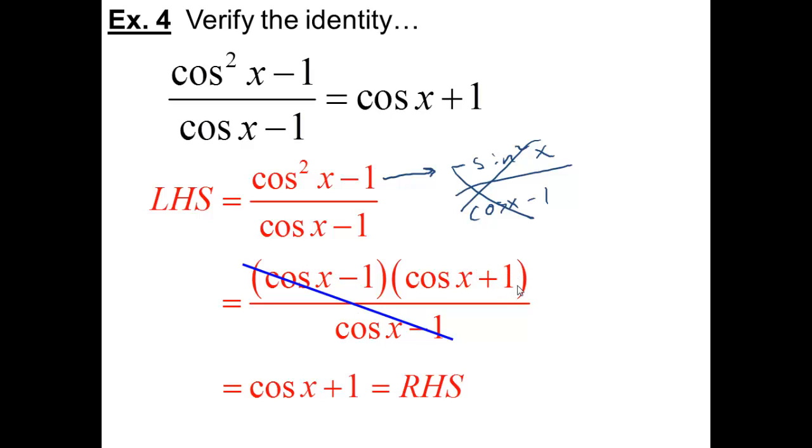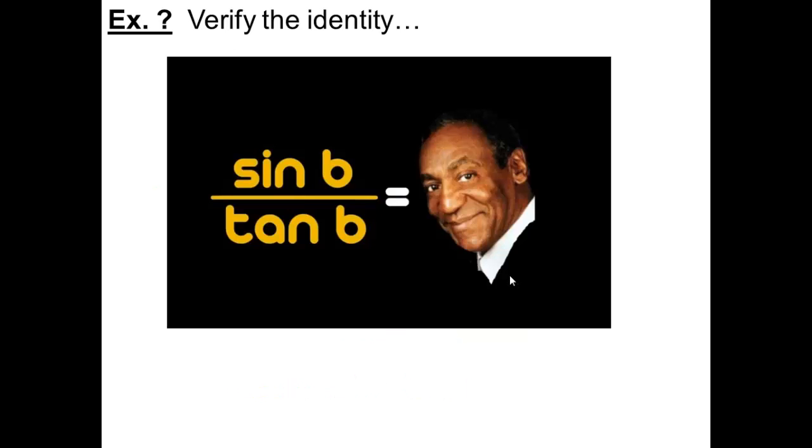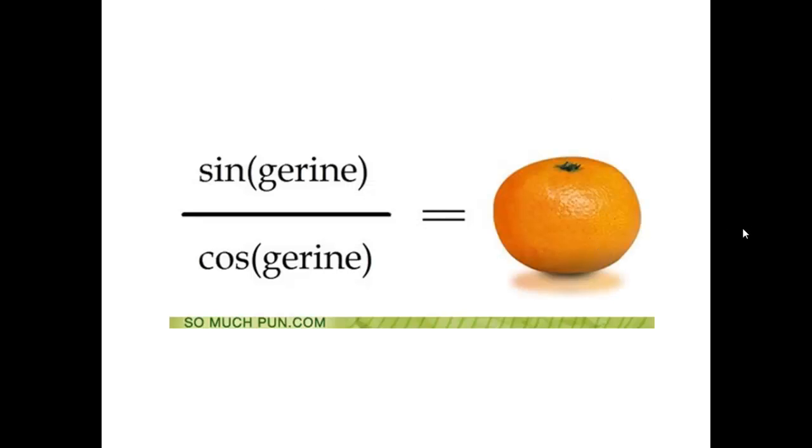All right, let's look at the next example. All right, let's prove that sine of b over tangent of b equals, that's a joke. I'm going to move on. Here's another joke. I'm just going to let you sink this one in. Moving on.